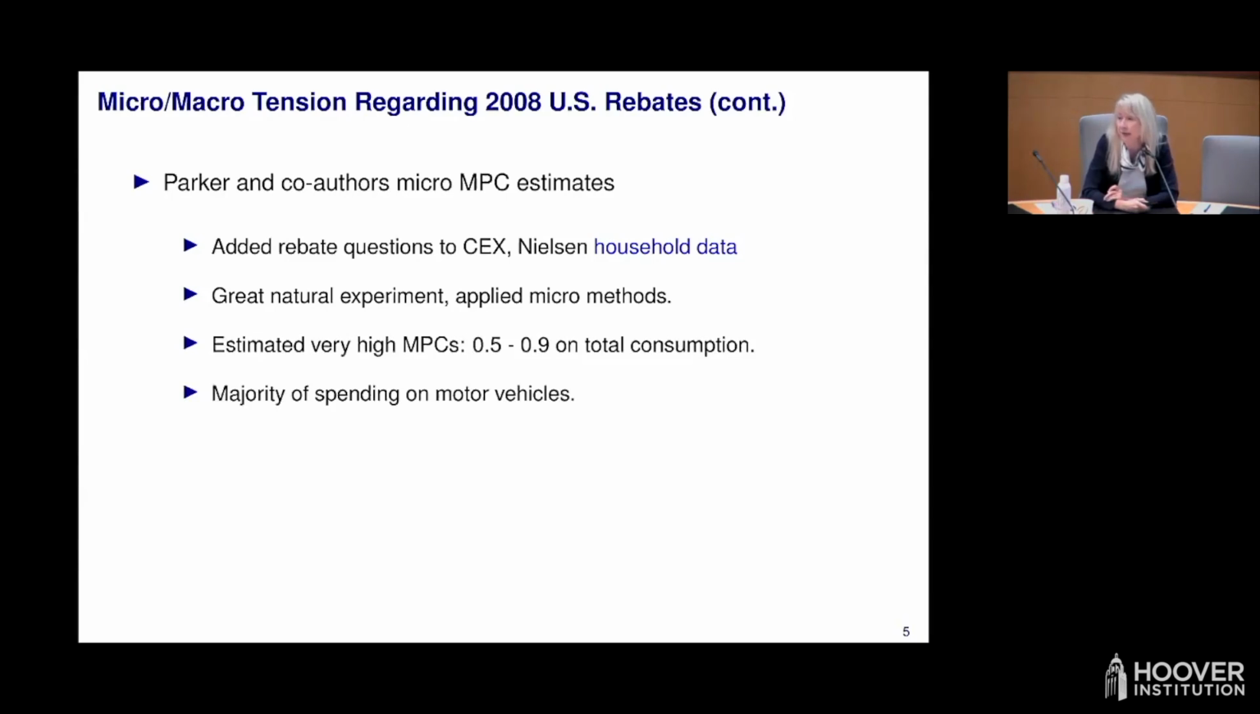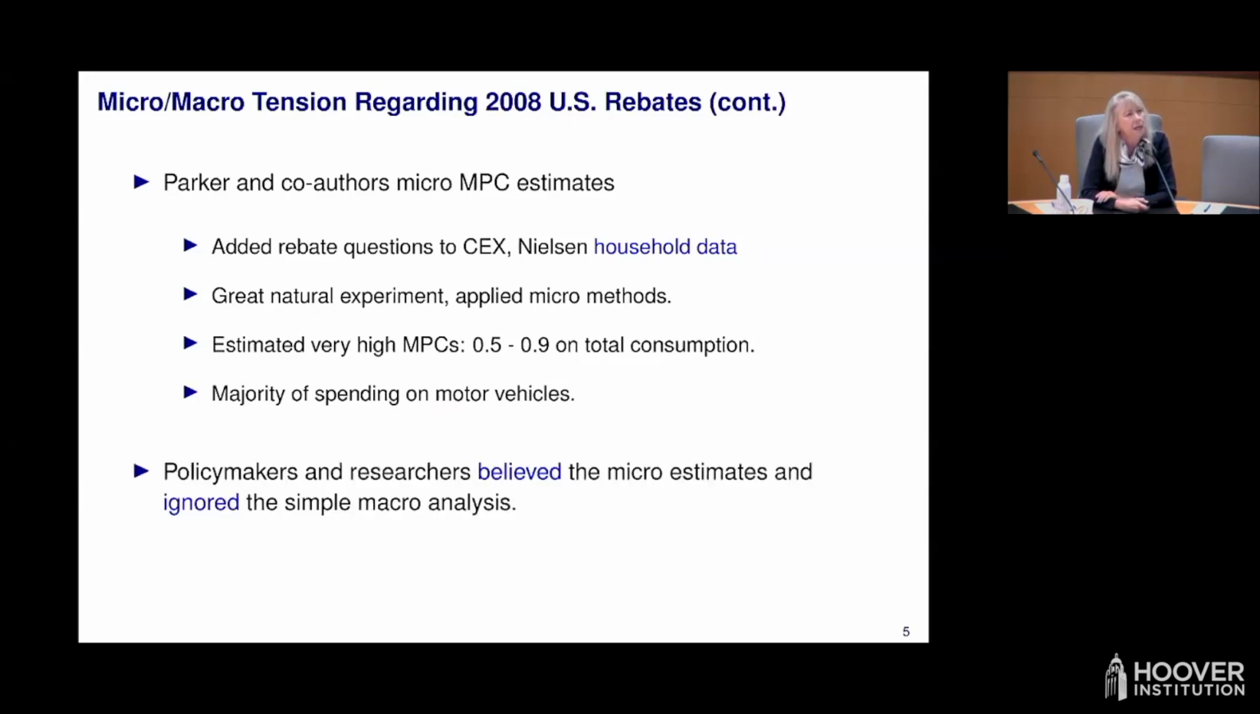They estimated very high MPCs out of the 2008 rebate, 0.5 to 0.9 on total consumption. The majority of the spending was on motor vehicles. When I saw the first working paper version, I said, wait a minute, how can this be? You know, these guys do great empirical work, but how can this be consistent with what John Taylor and Marty Feldstein had found? Now, policy, because of the credibility revolution or because they wanted to pick estimates that were convenient, policymakers and most researchers believed the micro estimates and ignored the simple macro analysis.